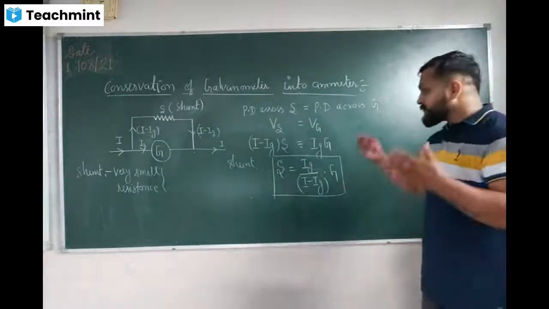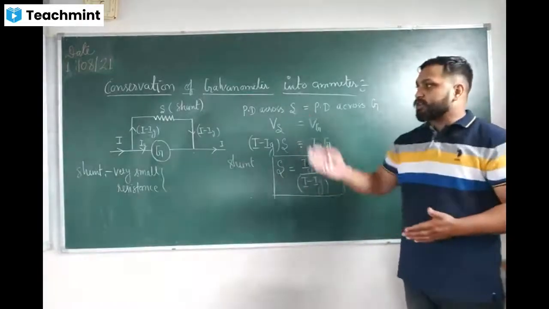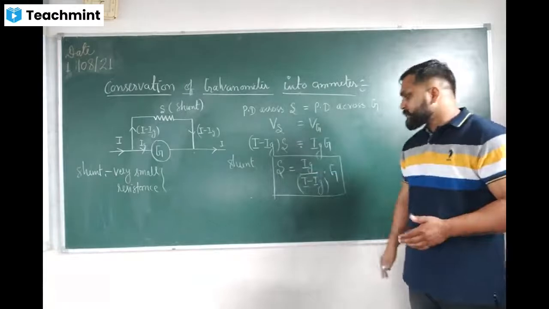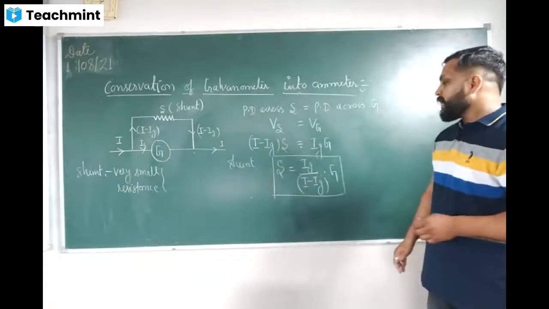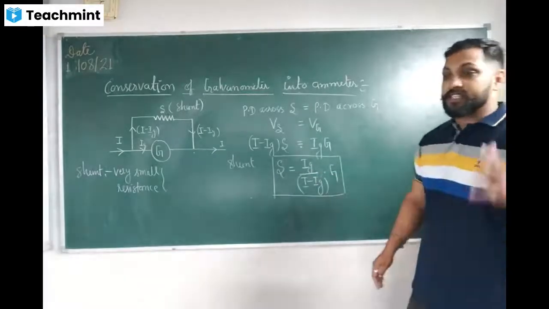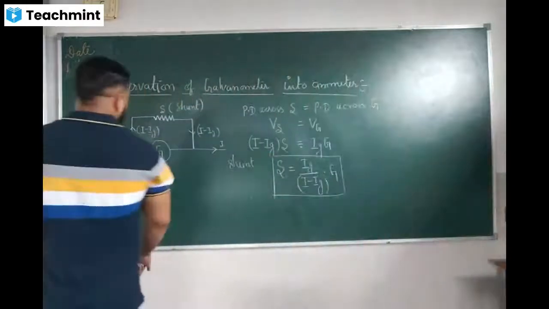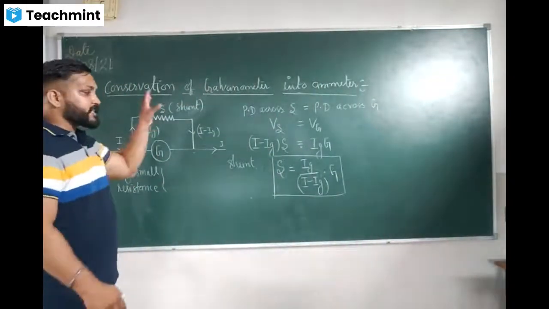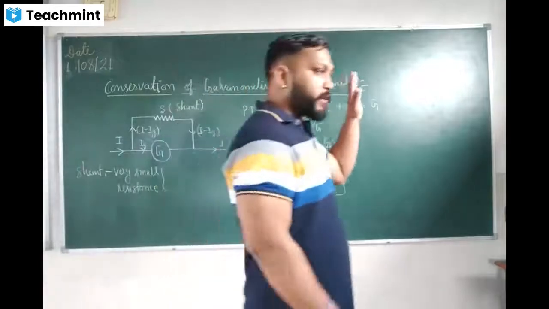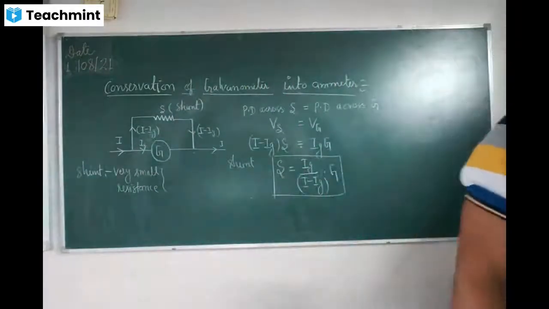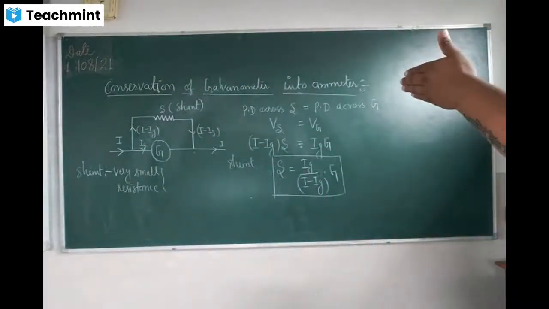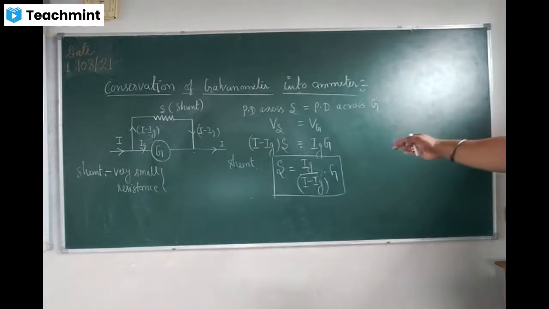Now if the question is what is the value of the shunt, the value of shunt resistance is S equals Ig upon I minus Ig, into G. This is the value of the shunt. There may be a question where a situation is given, and you need to find out the value of the shunt you have to connect in parallel with the galvanometer. If you have the value of the current through the galvanometer, and you know the amount of current flowing through the circuit, and you know the resistance of the galvanometer, then you can easily find it.